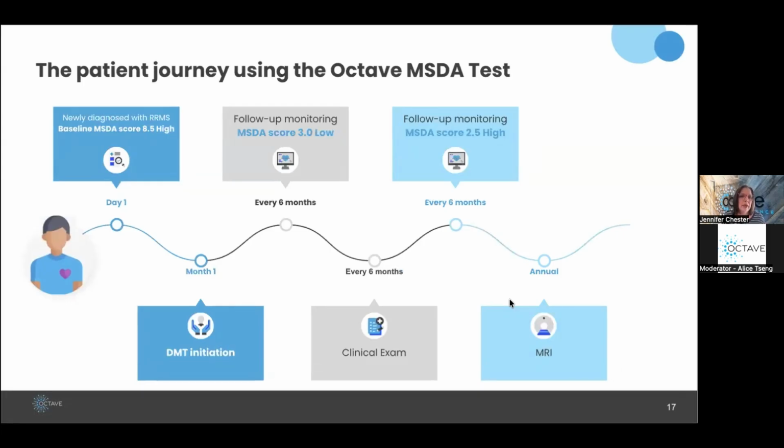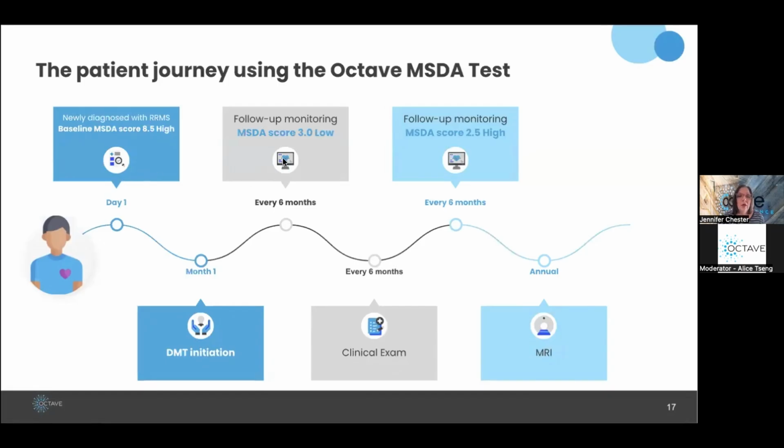So this is an example of using the MSDA in practice. This would be a patient that's newly diagnosed with relapsing remitting MS. You can see that their baseline MSDA score was 8.5. So that's high. So this patient's pretty likely going to develop a new lesion. So on the bottom here, you can see what our current practice is. We're going to start a DMT. We're going to follow up with a clinical exam and then do an MRI.